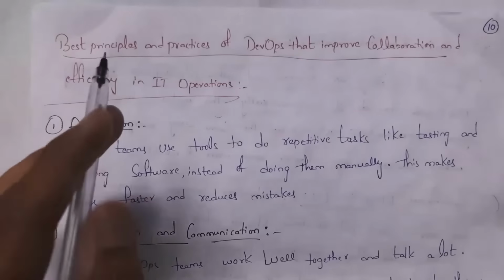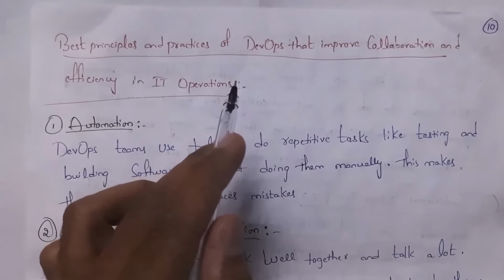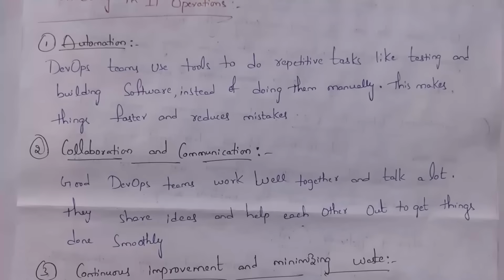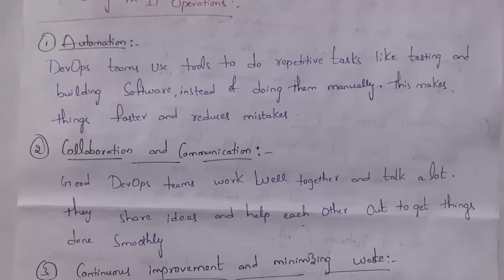Next, I will explain best practices and principles of DevOps in order to improve collaboration and efficiency in IT operations. And the first principle is automation. In DevOps, instead of building and testing software manually, they will use automation tools in order to perform repetitive tasks. If they use automation tools, work will be completed much faster and it will reduce mistakes.